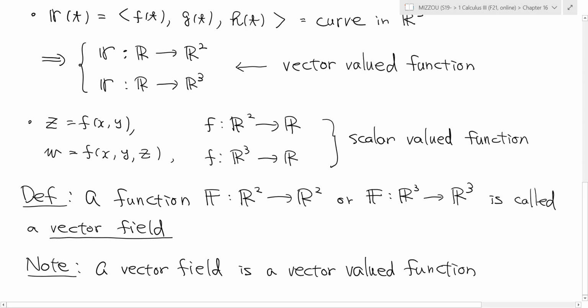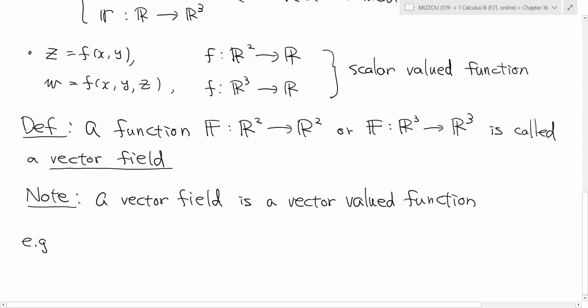For example, vector field. Oh, by the way, because a vector field is a vector valued function, we use a symbol like this, a vector symbol. Some people use F with an arrow on the top, but we use this way. Anyhow, for example, a vector field is written like this, f of xy. So the input is a pair of numbers, and the output is a vector.